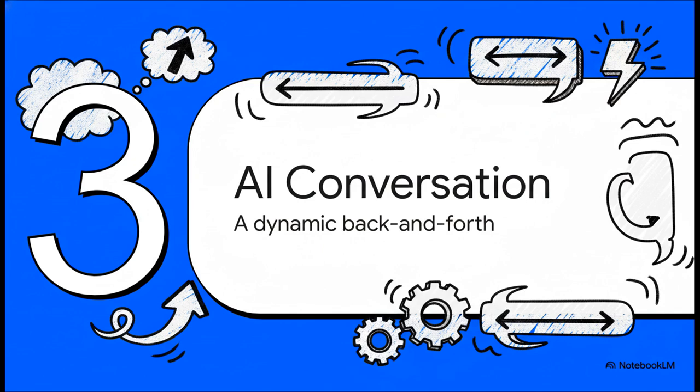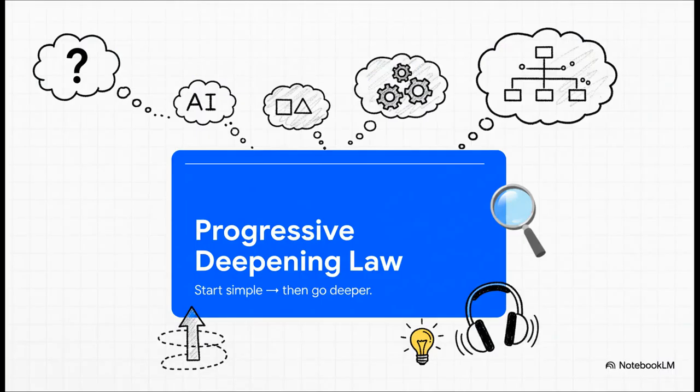Okay, so we know how to give clear instructions and we know how to set the scene. Now, let's totally reframe how we think about this whole thing. A good prompt isn't just a one-off command, it's the beginning of a dynamic back-and-forth conversation. And that leads us to the progressive deepening law. Here's the deal. Don't ask for some huge, complex, multi-part answer all at once. That's just a recipe for a confusing mess. The trick is to start simple, make sure the AI gets it, and then build on that foundation, going deeper and deeper, step by step.